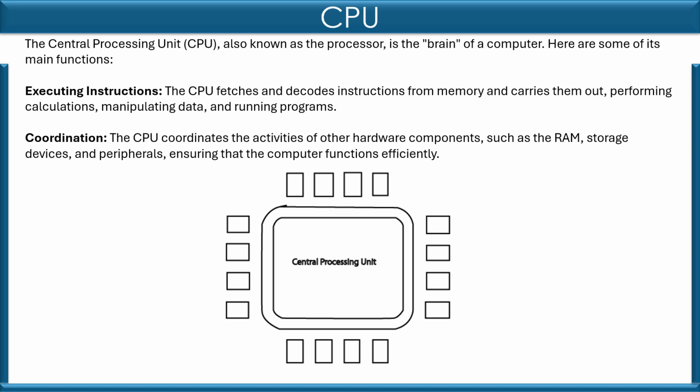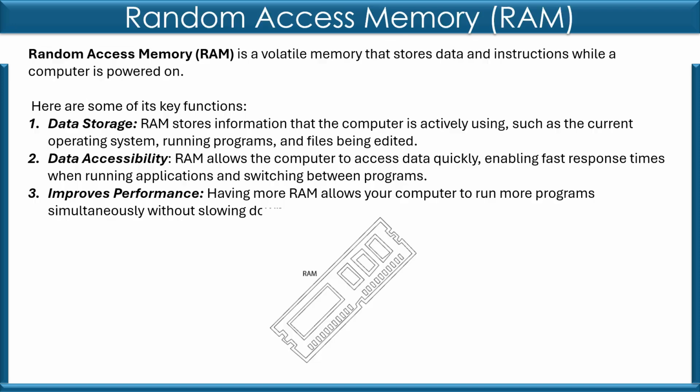And then the other main component of a computer system is the CPU, also known as the central processing unit, which is the brain of the computer. Here are some of its main functions: execute instructions and coordination. It coordinates the activities of other hardware components such as RAM, storage devices, and peripherals, ensuring that the computer functions efficiently. Below there we have an illustration of such a component.